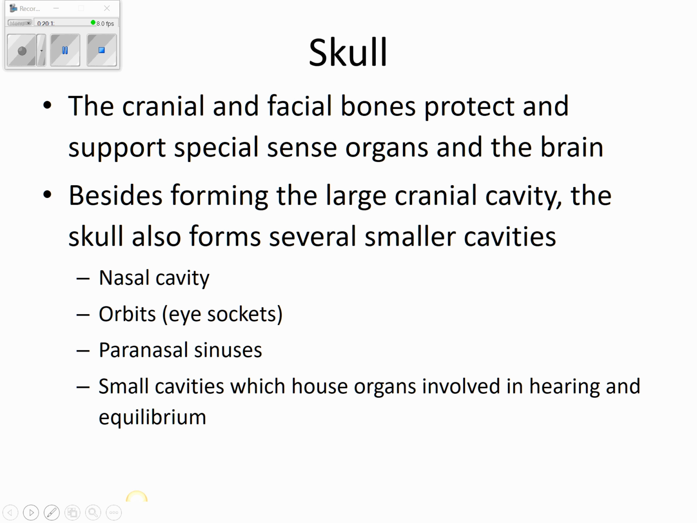So the skull, you have the cranial and the facial bones that protect and support special sense organs and the brain. Besides forming the large cranial cavity, the skull also forms several smaller cavities. So you have the nasal cavity. The orbits is a cavity because they're your eye sockets. That's where your eyes go. Paranasal sinuses, we'll talk about later again too, but these are your air-filled spaces, and they communicate with the nasal cavity.